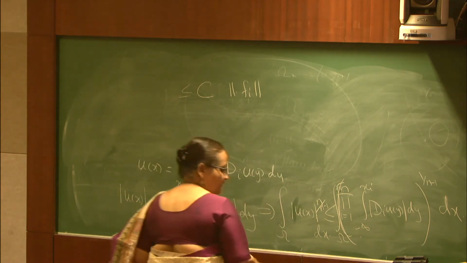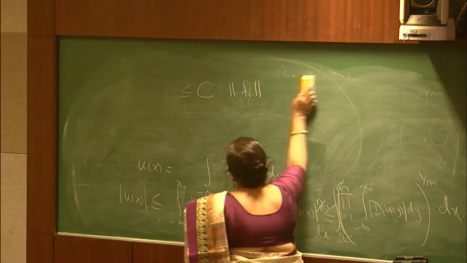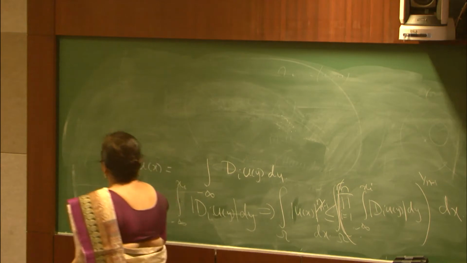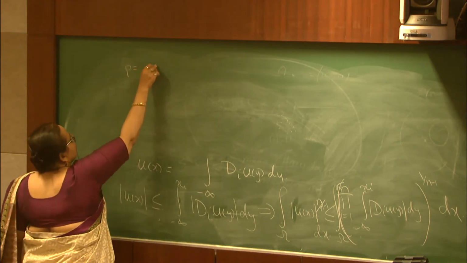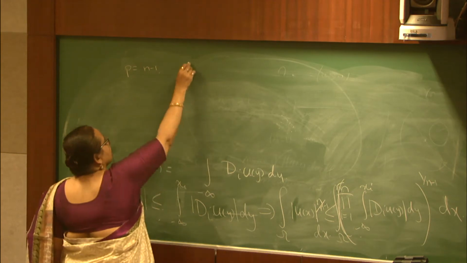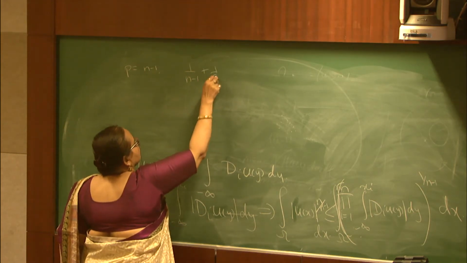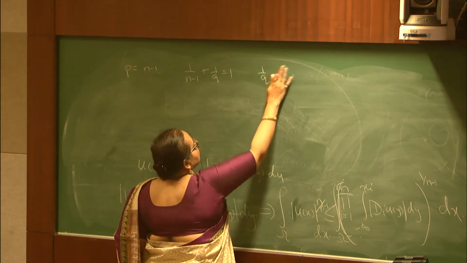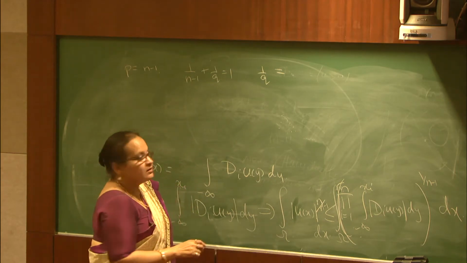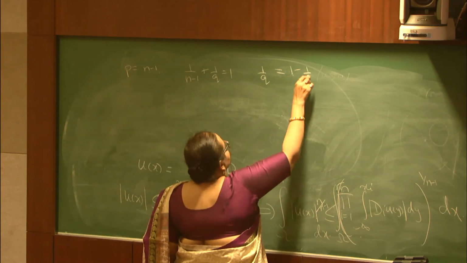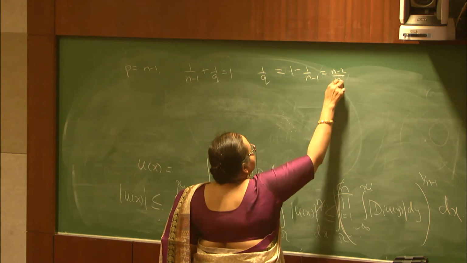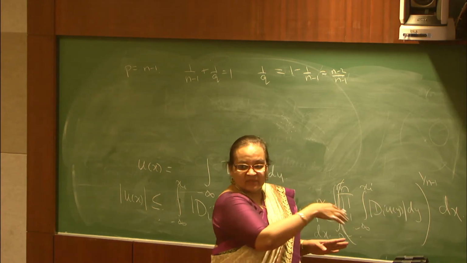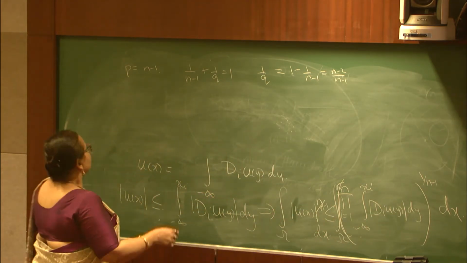Now if you look at, you don't split it up. I will take t equal to n minus 1, so 1 upon n minus 1 plus 1 upon q is equal to 1. So what do you get? 1 upon q is 1 minus 1 upon n minus 1, which is n minus 2 upon n minus 1. So what I will do is I will apply to this product and 1. I will not split up. Okay. So what do you have?